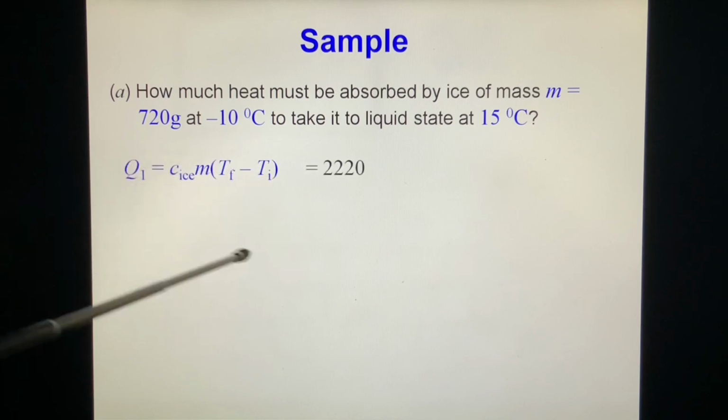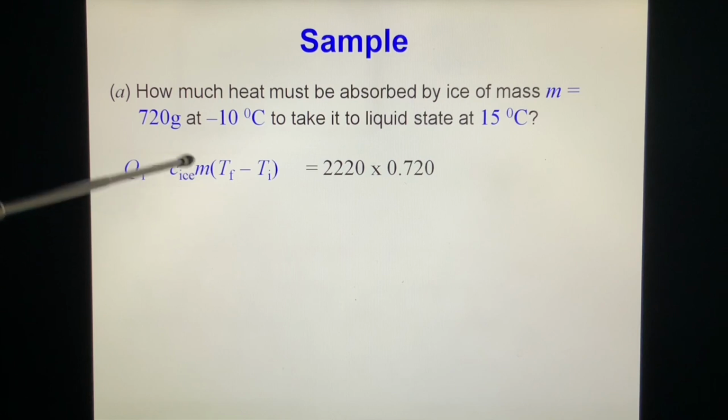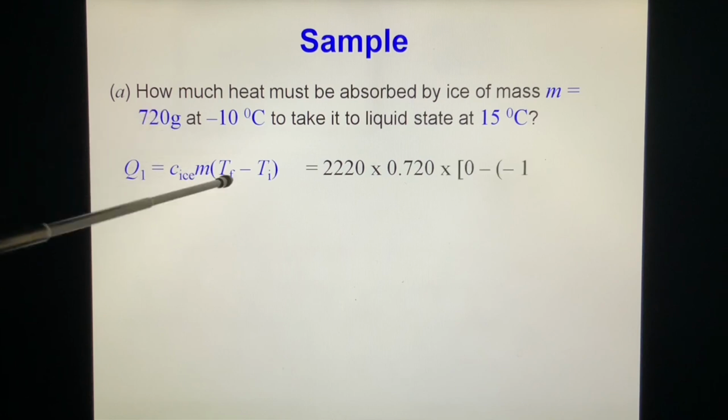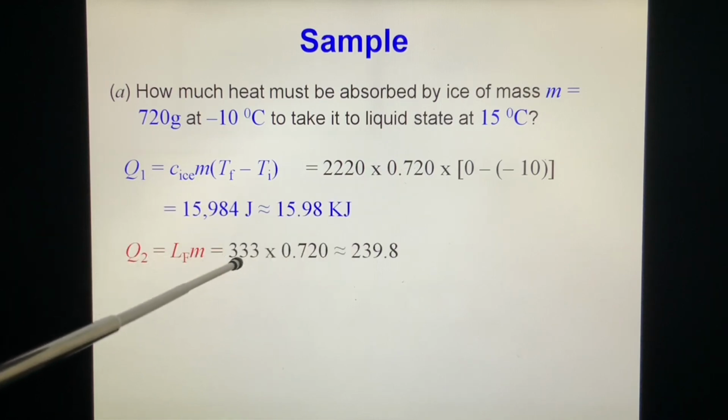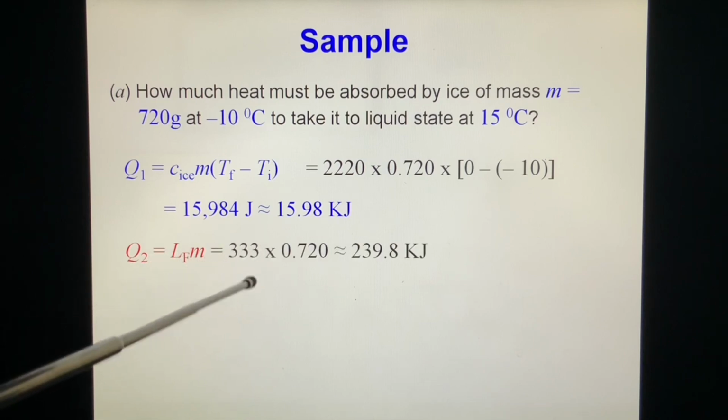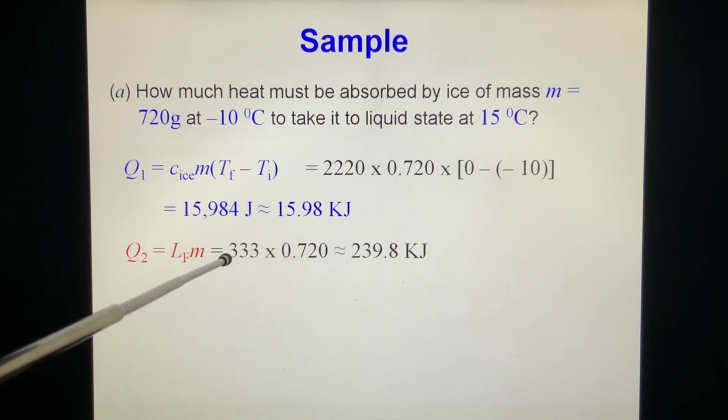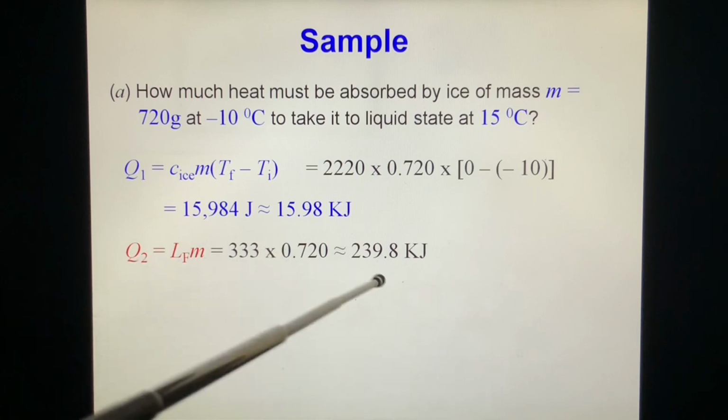Now we put numbers inside. The mass is 0.72 kilogram. This is 0 minus minus 10, and we get a number. And the second is the phase change energy, L times M. We can check the number. L for phase change from solid to liquid is 333 multiplied by the mass.